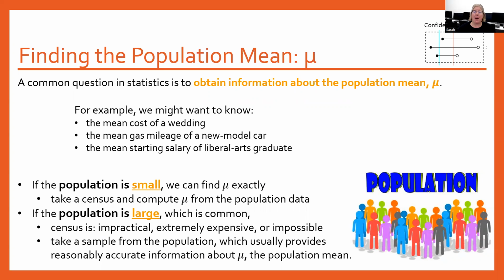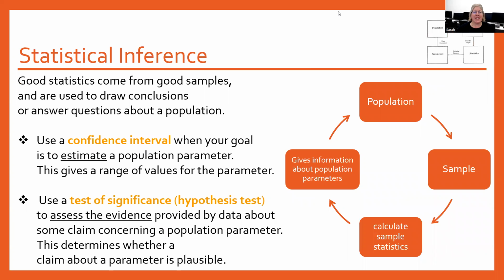So we can take a census and compute mu directly from that population. If, however, our population is large, which is typically the case, a census is going to be impractical, extremely expensive, or just impossible to do. So this is where the field of statistics really comes in, and we're going to take a sample from the population, which usually provides reasonably accurate information about our population mean mu, and we'll use that to make an estimate or some sort of informed decision about what's going on with our data. So good statistics come from good samples and are used to draw conclusions or answer questions about a population.